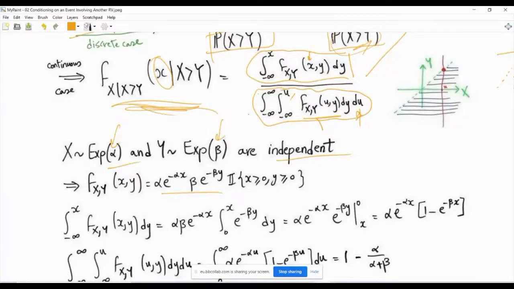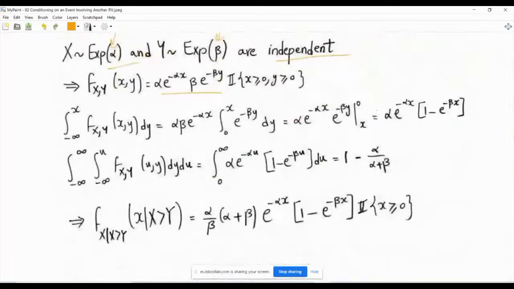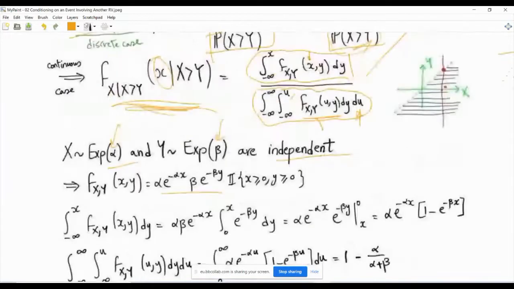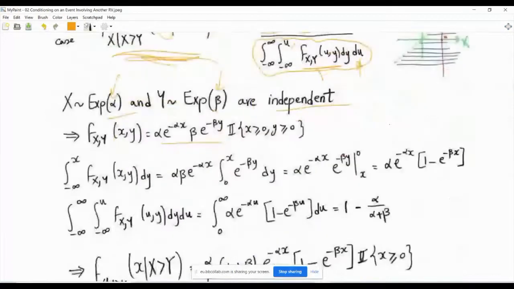Why is this? Because you are getting the conditional PDF of x given x greater than y, so you are basically interested in fixing x and getting big Y less than or equal to small x. This is the integral of an exponential function, so it's very straightforward. And in the denominator, again, this is the event that big X is greater than big Y, which is the integral of the joint PDF over the region corresponding to big X greater than big Y.